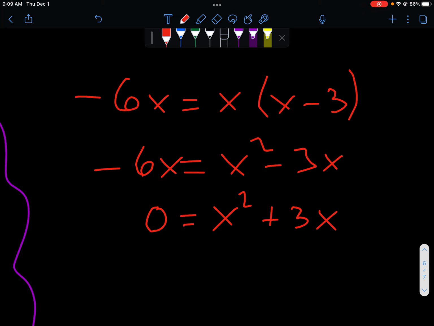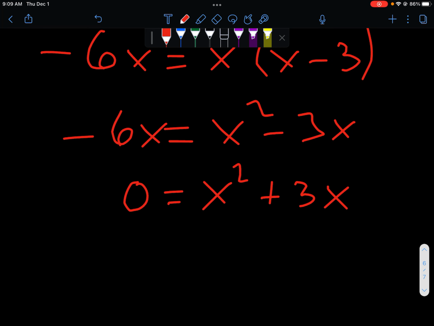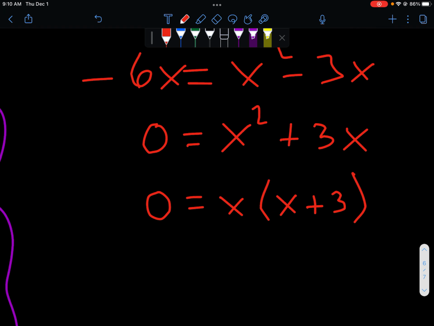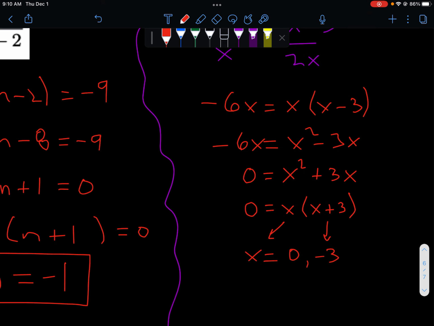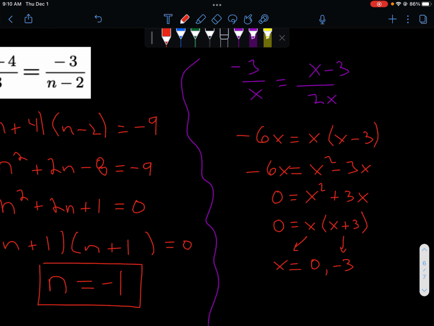Although this is only a binomial, it's still factorable. There's still a GCF that we can take out. Take out an x. We're left with x plus 3. And now when we set our factors equal to 0 and solve, we'll get two solutions. We'll get 0 from the factor on the left and negative 3 from the factor on the right. Zoom out so we can see the original problem there.